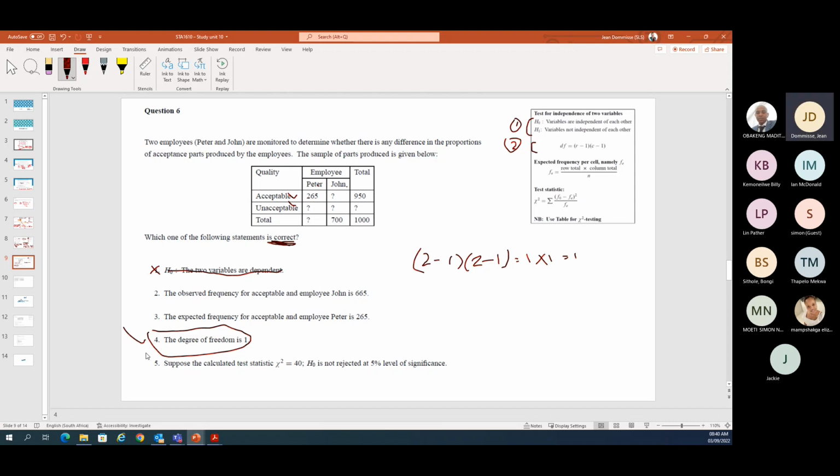Okay, so let's then still do the others. I think it is very important to look at the others. So, observed frequency. Observed is as is in the table.